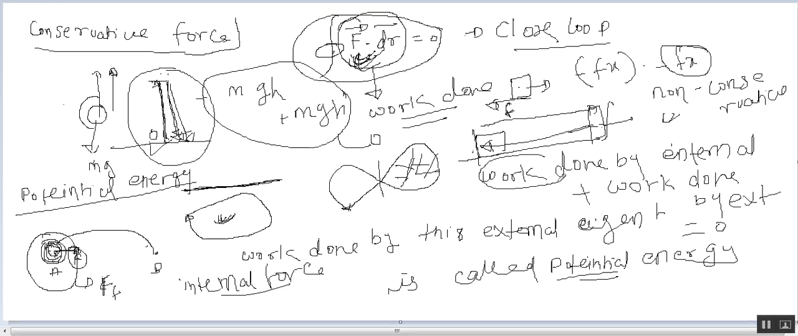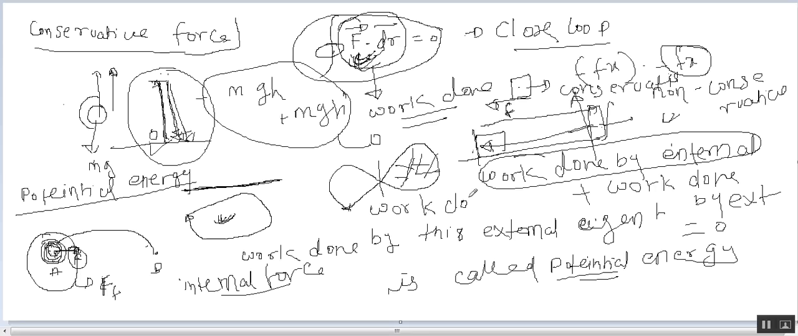If this is zero and the internal force is conservative, then what is the potential energy? Work done by external force, which is equal to potential energy, is equal to minus of work done by internal force. So there is another definition: minus of work done by internal force is called potential energy. Whatever conservative force will do work on the particle, minus of that work will be potential energy. This is a very powerful definition, and it is very useful.